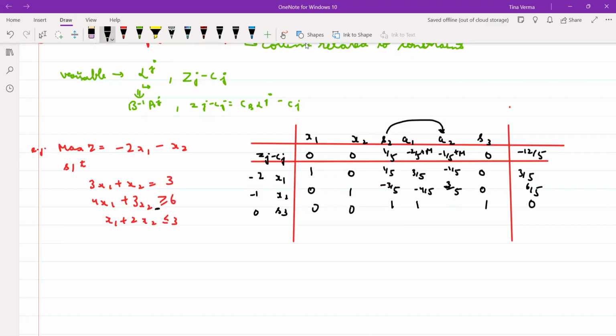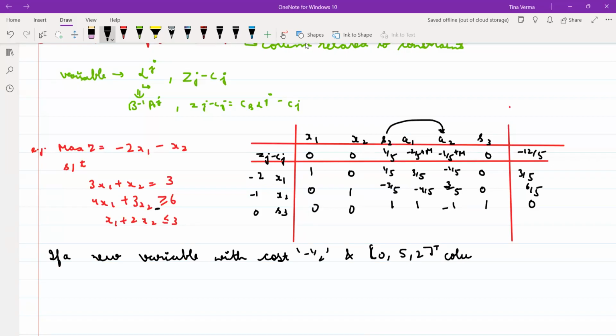Now the question which is given to you says that if a new variable with cost minus half and column 0, 5, 2 is added in the constraint, then find the optimal solution.